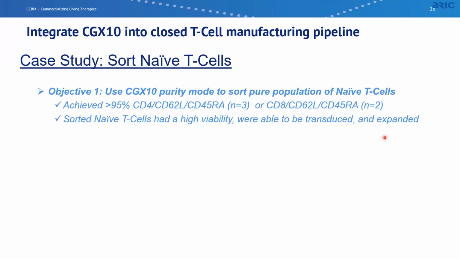So with this case study, we could demonstrate that CGX10 used in purity mode is capable of sorting pure populations of naive T cells with a purity above 95%, both in the CD4 naive T cells and CD8 naive T cells. I haven't shown all the data, but we have these N3 and N2 data. Sorted naive T cells at high viability could be transduced and expanded without problem.